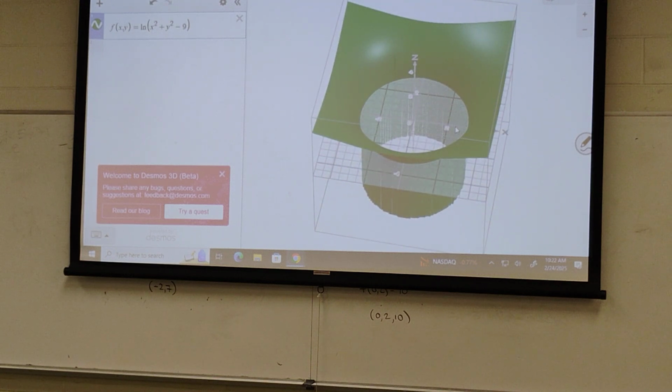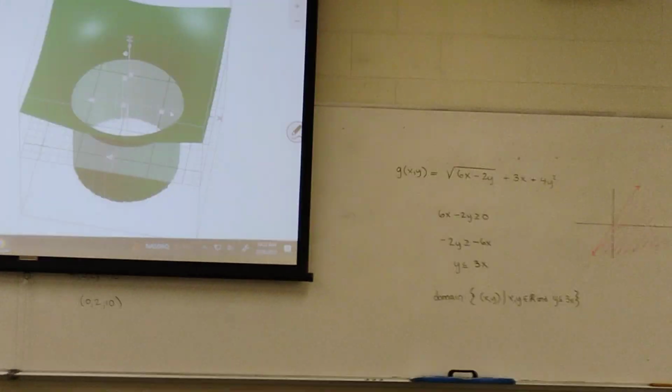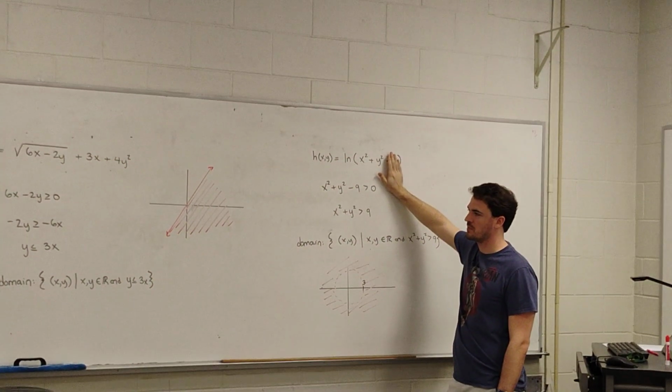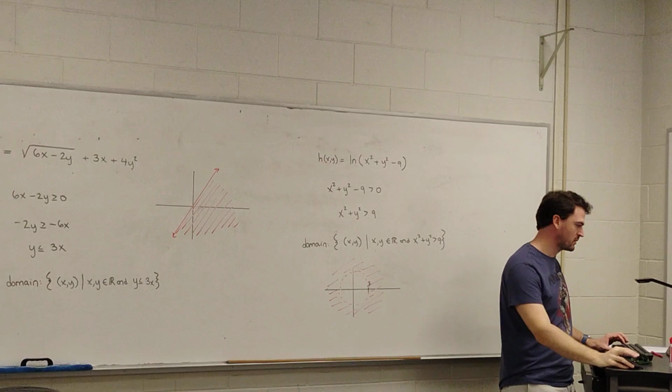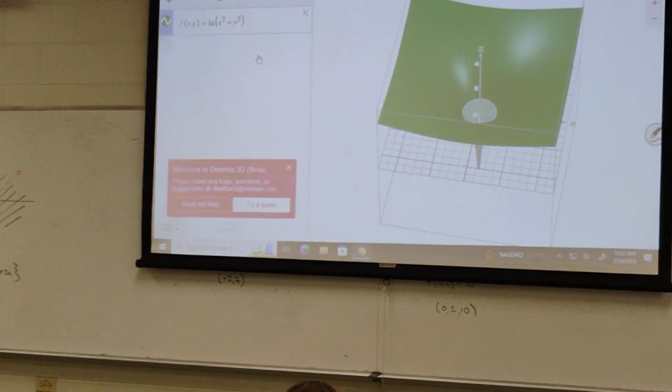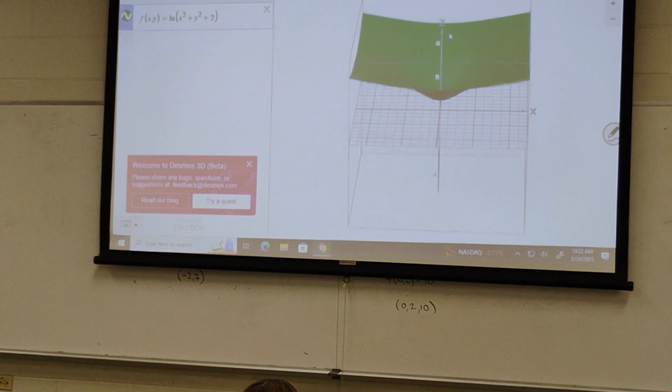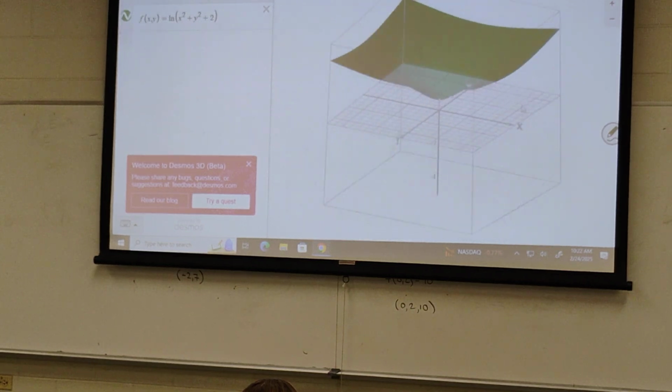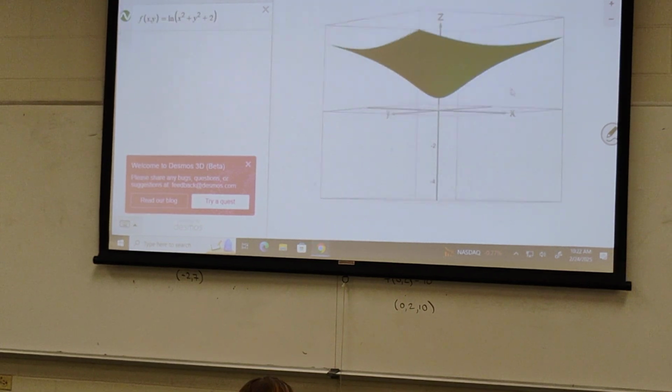Now, one of the questions you could ask is, what if the inside is always positive? Like, what if this was x squared plus y squared, and that's never a negative number? Then just like we said in Calc 1, that's fine. You're just never going to get any issues. You just get something that's always defined.